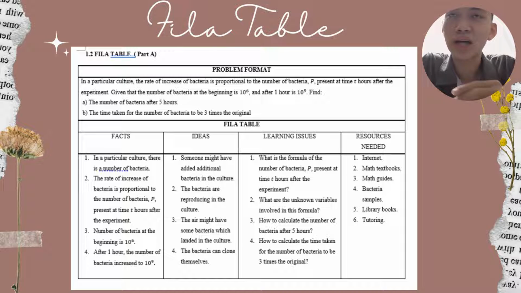A, the number of bacteria after 5 hours, and B, the time taken for the number of bacteria to be 3 times the original. So the facts given from this question is this.